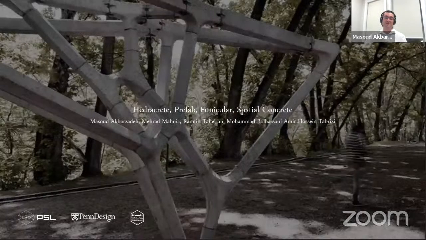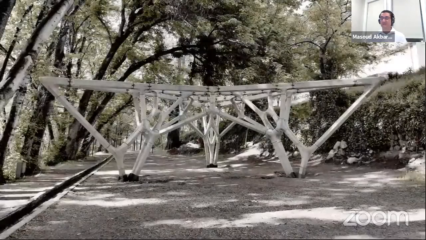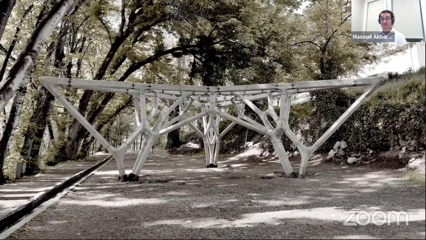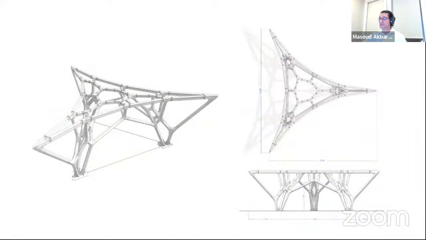Next, we moved on to a bigger example that is called Hedgercrete. At the time, this was the first larger scale structure built using this technique. In terms of performance, this structure is actually quite unique because it's a branching system, and the top chord is entirely in tension, and the bottom chord is in compression. Since the top chord is made out of concrete, its weight basically keeps the bottom members in equilibrium, right? So I'll walk you through a little bit of details related to the structure.